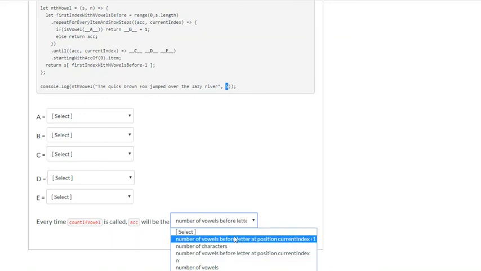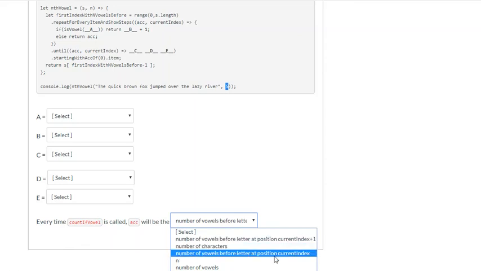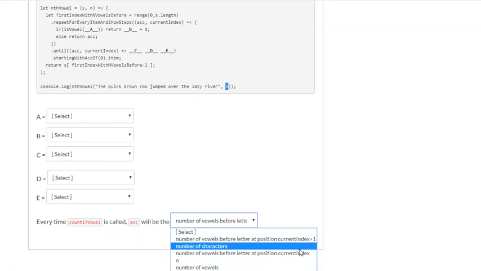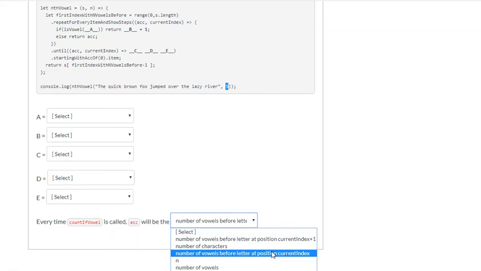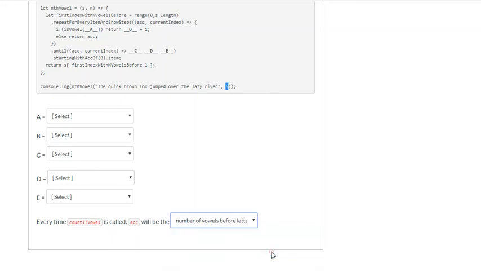And then it was just a matter of whether it's the number of vowels before a letter at position current index plus 1, or the number of vowels before a letter at position current index. With our first setup, it was the number of vowels before a letter at position current index. In our second setup, we had the number of vowels up to and including the one at position current index. So that would be the number of vowels before a letter at position current index plus 1. But for the setup I gave you originally, it's the number of vowels before the letter at position current index. Okay, so hopefully that clears up this problem.